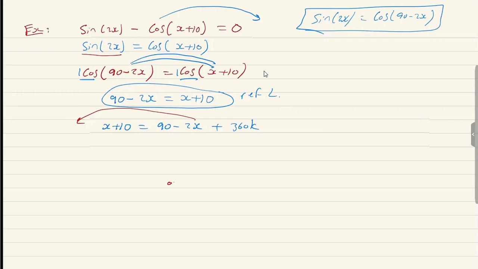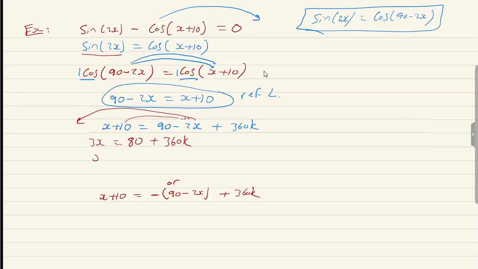Let's keep some space. X plus 10 is equal to, what was the rule for cosine? Negative reference angle plus 360k. So 3x, this 10 is going to the other side, minus 10, is equal to 90 minus 10, 80, plus 360k. Divide each side by 3.